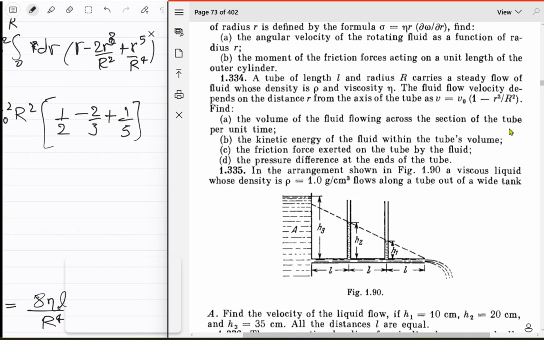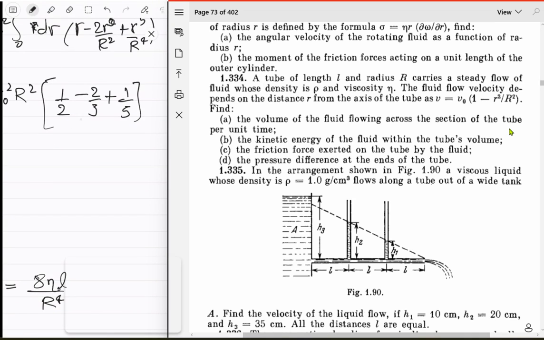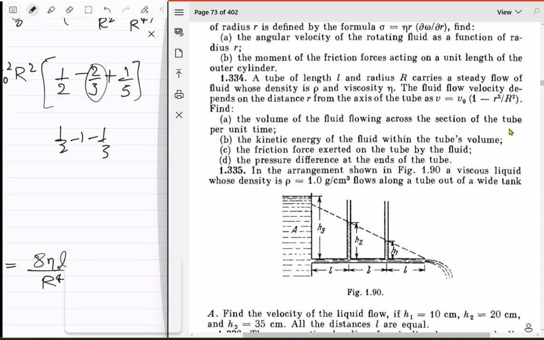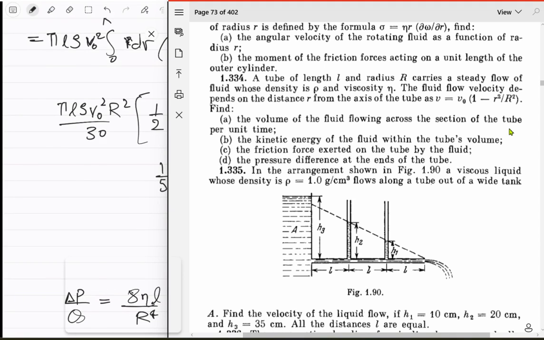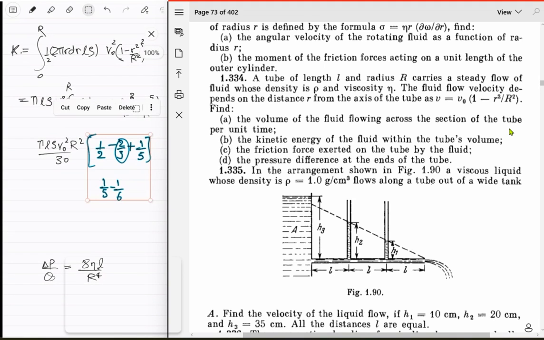Yeah. So this will be what? Just 1 upon 2 minus 2 upon 3, which is like, what am I even doing? Just do it properly. 3 minus 4 is minus 1, so 1 upon 6, right? So negative 1 upon 6, plus 1 upon 5, which is 1 upon 30. So let's just do this. Yeah, that's our kinetic energy.